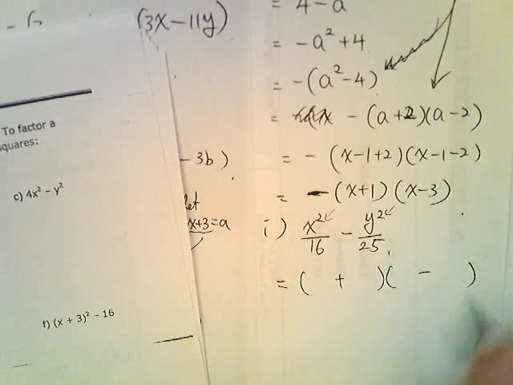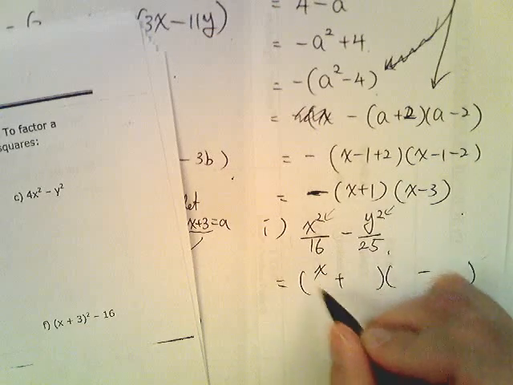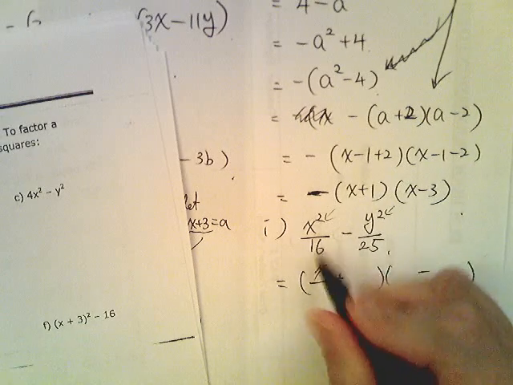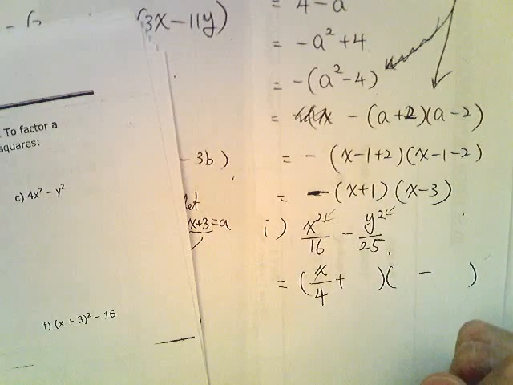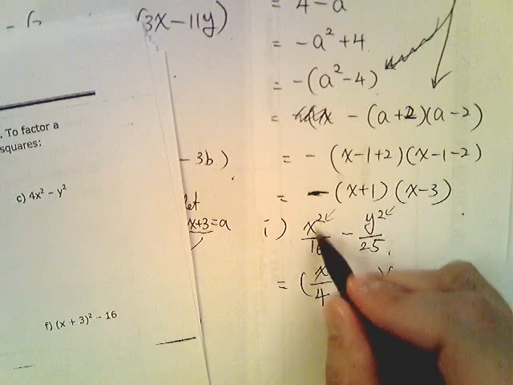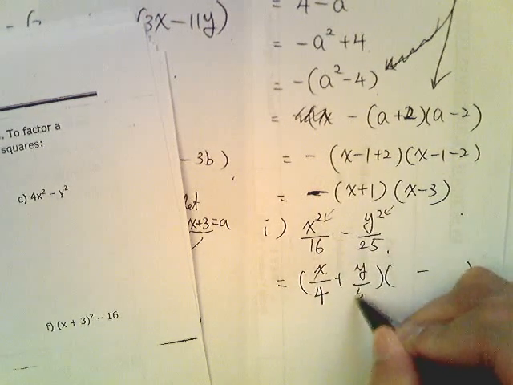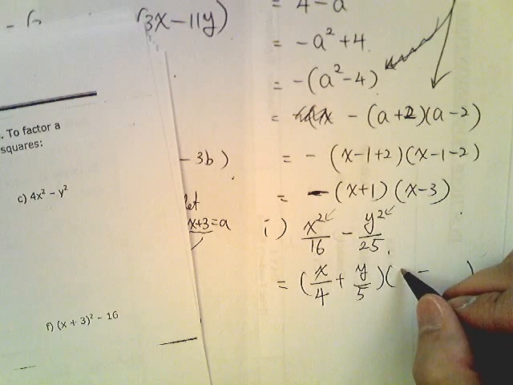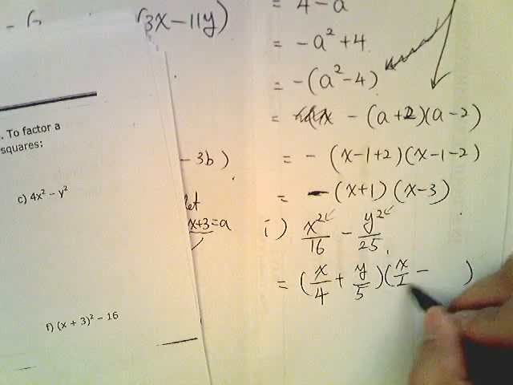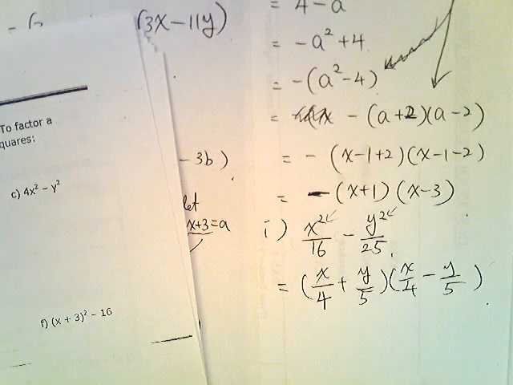So, plus minus here. Square root of x squared will be x over square root of 16 will be 4. Okay, do not change anything. Just take a square root of each and then just write them down. Now, same thing for y squared over 25. So then this is what we have.